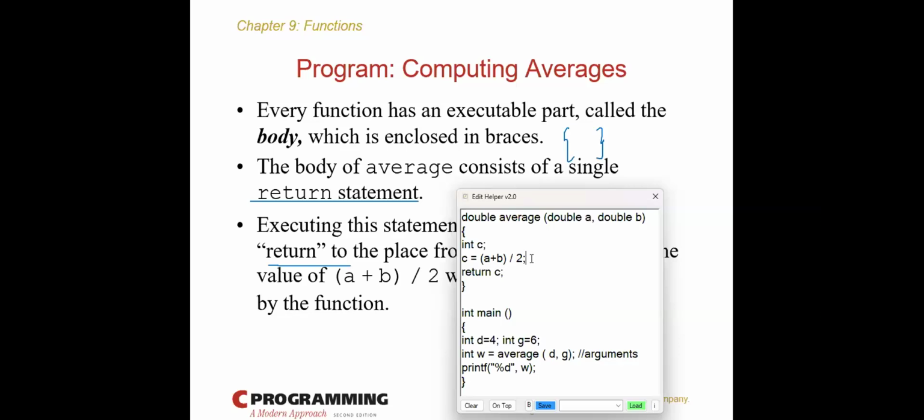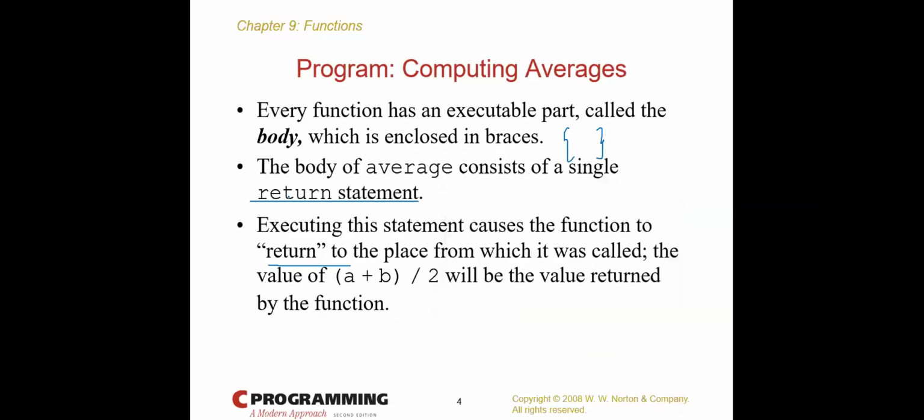So again, I told you that inside of here, A and B are parameters. Please keep this in your mind. A and B are called parameters inside of the function where they are defined. But inside of the main, where they are calling the function, they are called arguments. Please keep this in your mind. Okay. So executing the return statement will take us back to the place from which we called the average function. And then it will take the result and put it there.